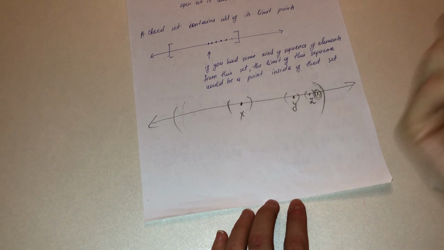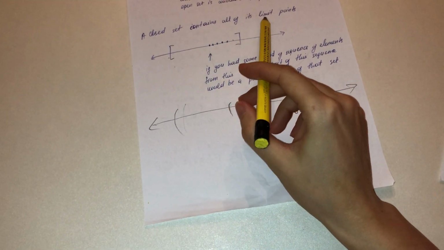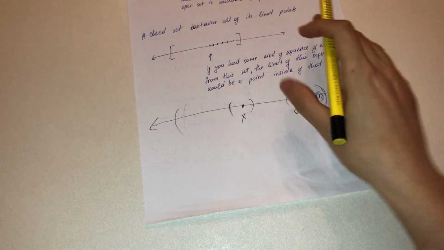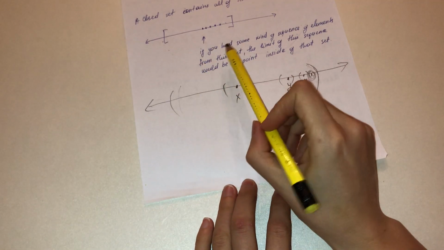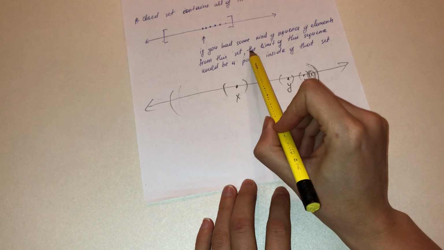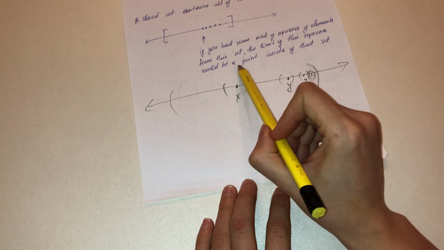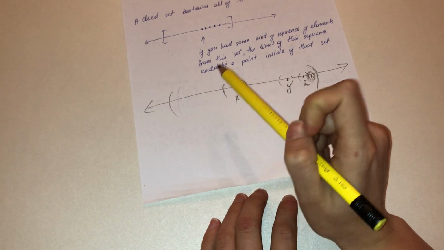But what is a closed set? A closed set contains all of its limit points, okay? If you had some kind of sequence of elements from this set, the limit of this sequence would be a point inside of that set.